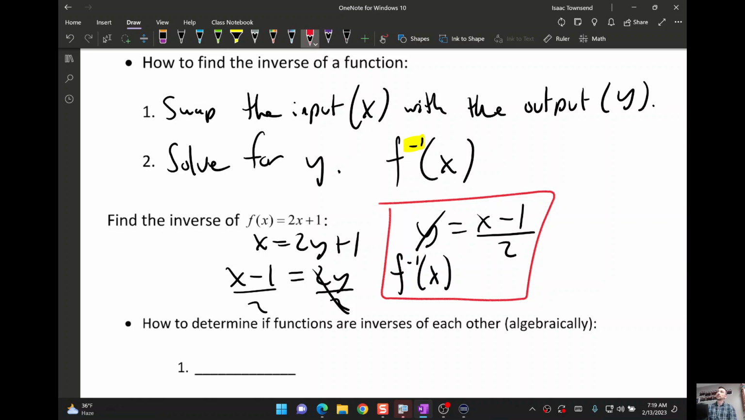So, not a terribly hard process because it's so quick. But switch what is the input with the output, solve for the new y, and then use the notation to indicate that it is the inverse.